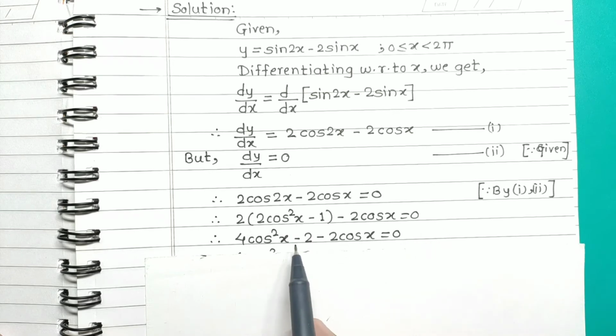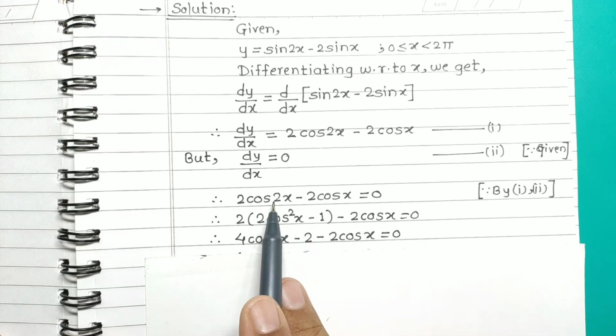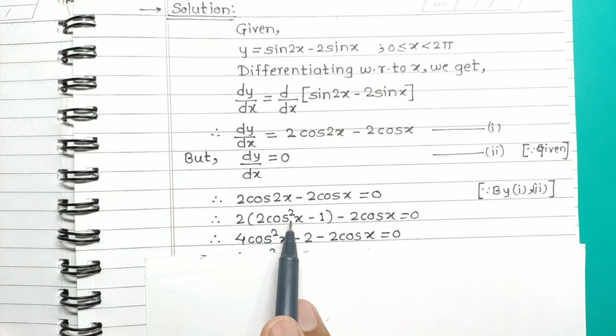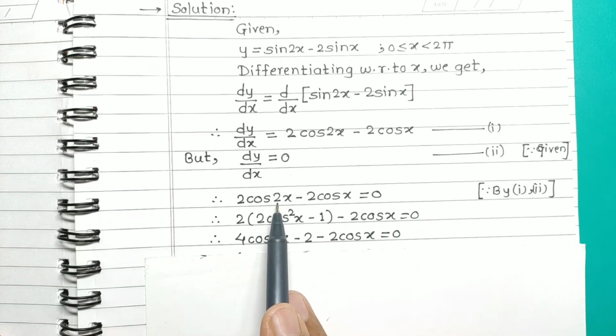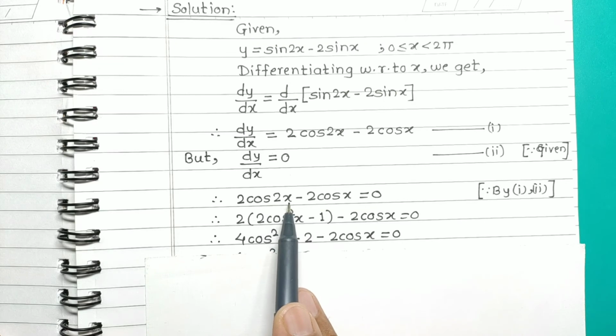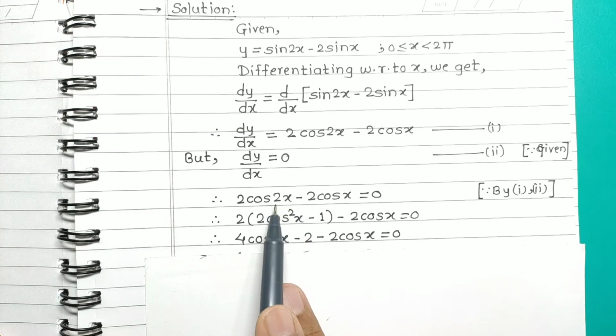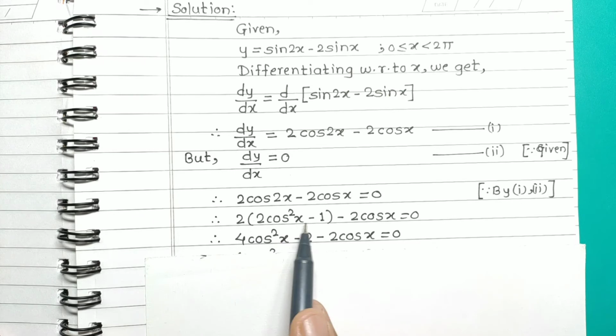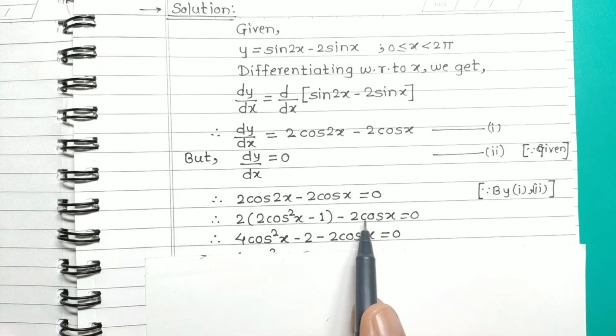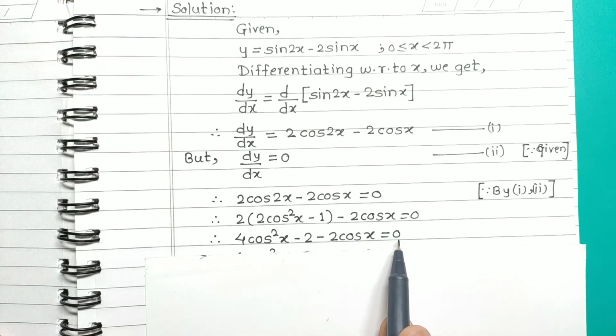There might be one question in your mind: why have I converted this cos 2x? See, in order to get the same angle, since we have to solve this equation, we have to make all angles the same so that we can solve that equation. So I have converted this 2x angle to x using a formula from trigonometry. So let's simplify this equation. So we have 2 into 2 cos square x, 4 cos square x, 2 into minus 1, minus 2, and this minus 2 into cos x is equal to 0.